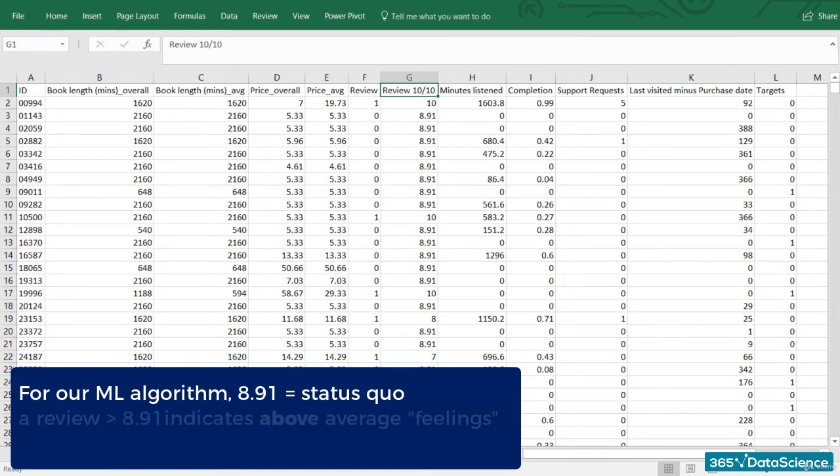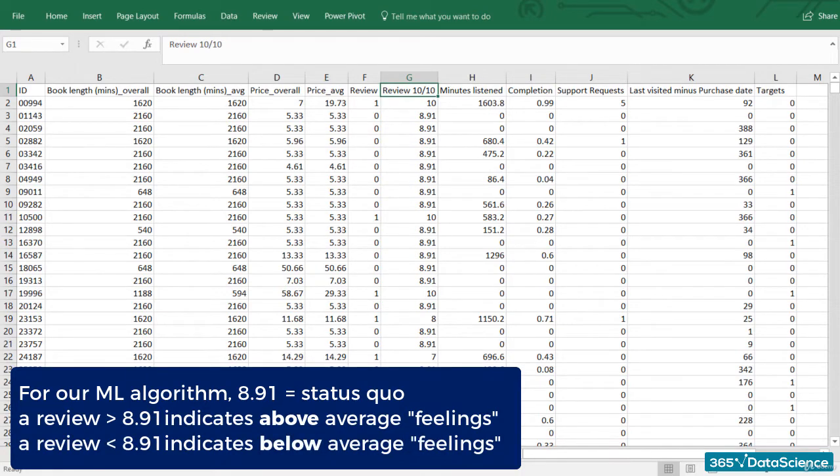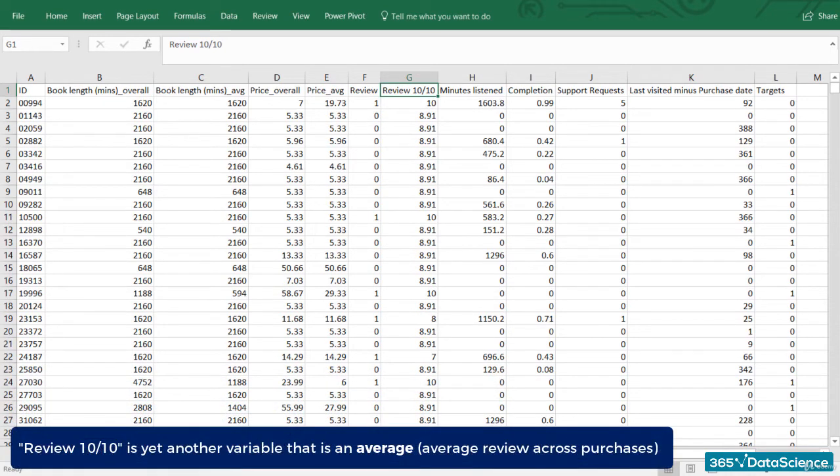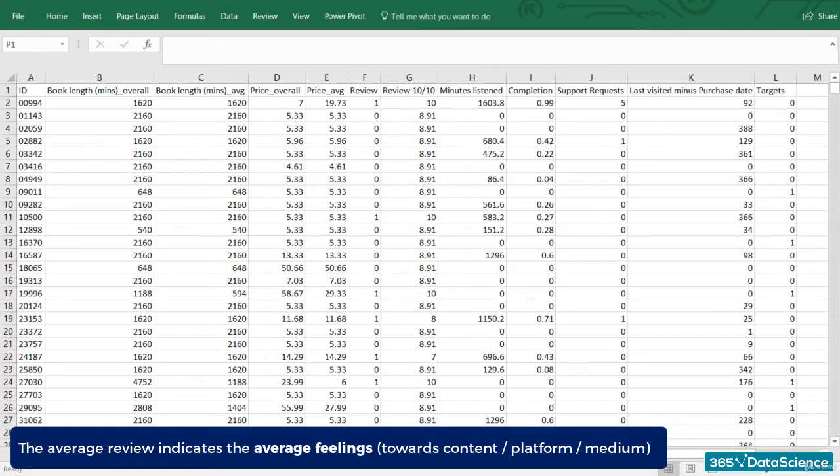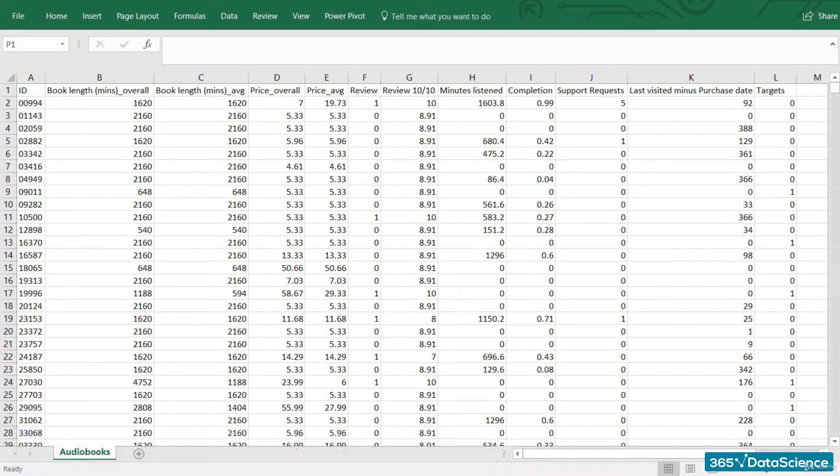A review bigger than 8.91 would indicate above average feelings, while a review less than 8.91 would indicate below average feelings. Notice I am saying feelings. Review is yet another variable that is an average. A customer may have bought 2 or 3 books on the platform. The average review she left indicates her feelings towards the content on the medium, or better, the medium as a whole. An average of 2 out of 10 indicates the person did not have a pleasant experience with audiobooks, especially when the average is 8.91. It is logical that such a customer is not likely to buy again.